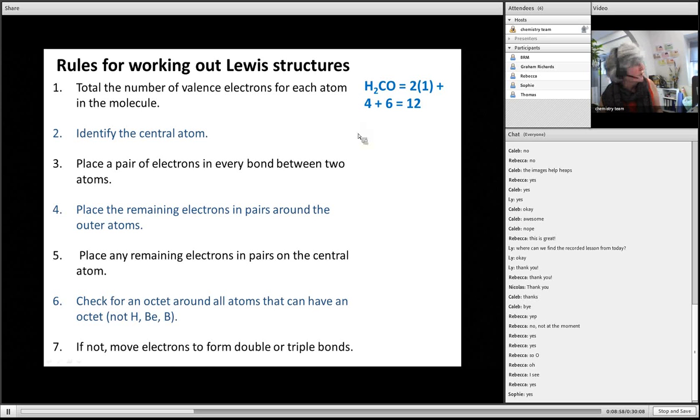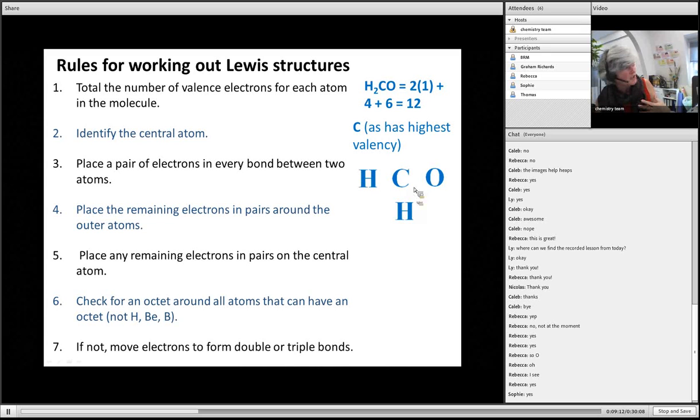Right, so we've decided on the central atom, and now we take those 12 electrons and start arranging them. We put the other atoms, hydrogen and oxygen, around it, and we put in the pairs of electrons. So we've used up 6 of the 12, and now we start placing the rest around the outside, like that.